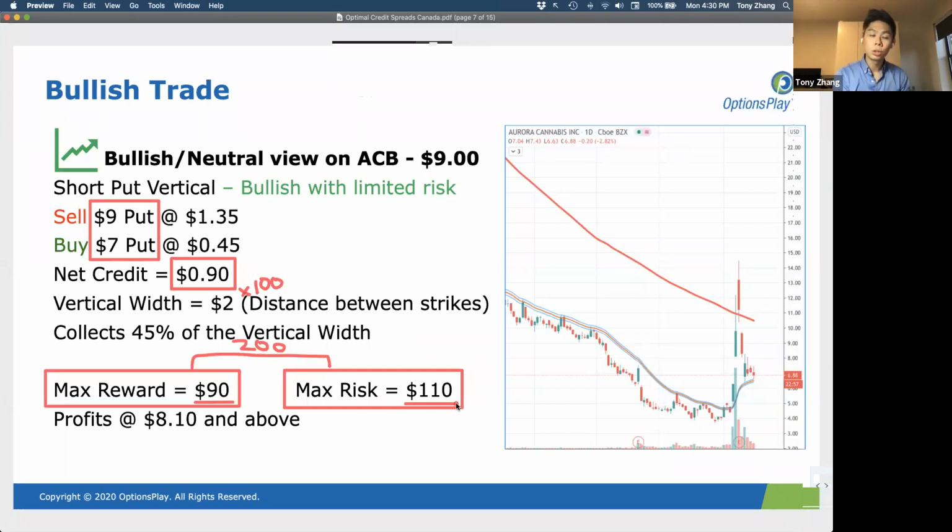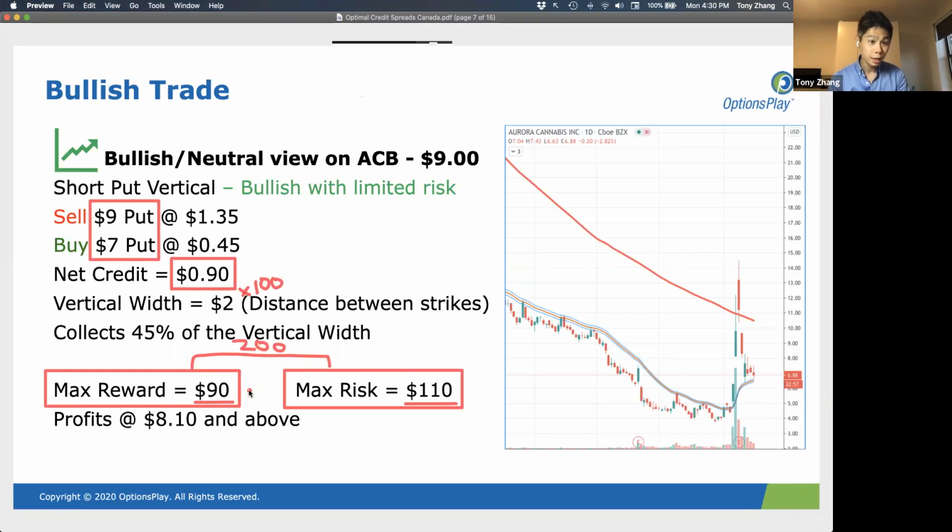And the goal here is to collect premium the same way that you would if you sold a put, but do so in a way so that you're not risking $900 in a contract if you just sold the $9 put. Here, I'm only risking $110, a small fraction of what I would be risking if I sold the $9 put naked. So I'm trading off a little bit of income. Instead of collecting $135 in income, I'm now only collecting $90, but I've traded off $900 worth of risk for just $110 worth of risk. And that's the goal of selling a credit spread.